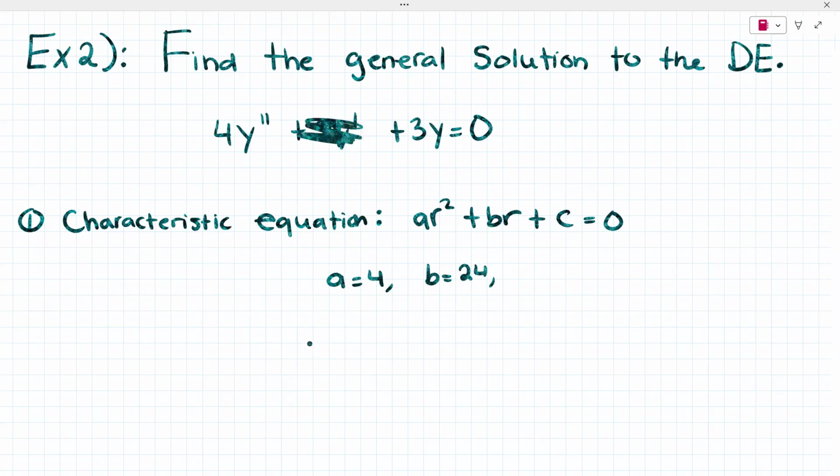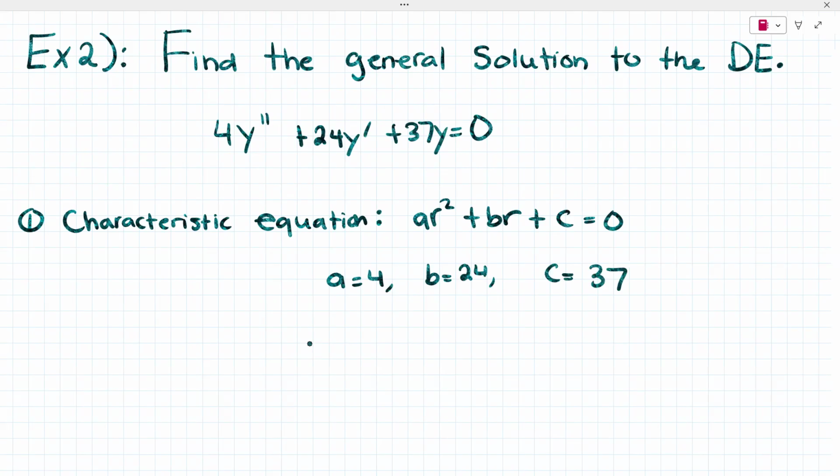Let me erase this. So this should be plus 24y prime, and then this should be erased. This would be plus 37y. So my c is going to be 37.